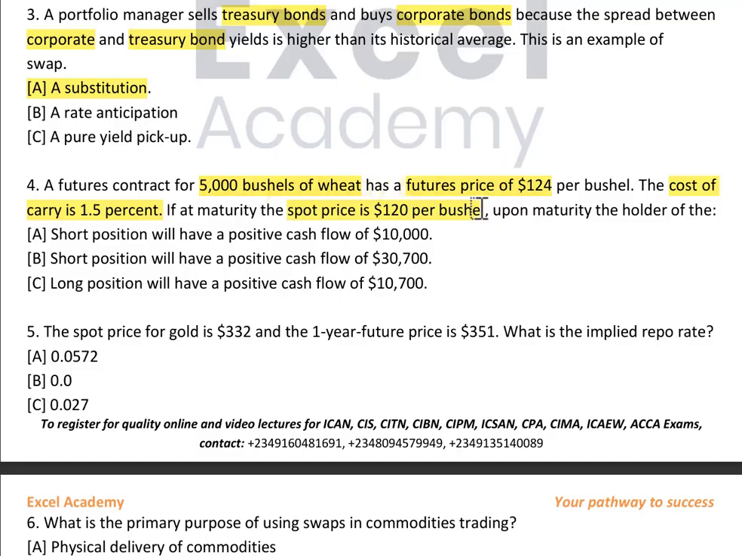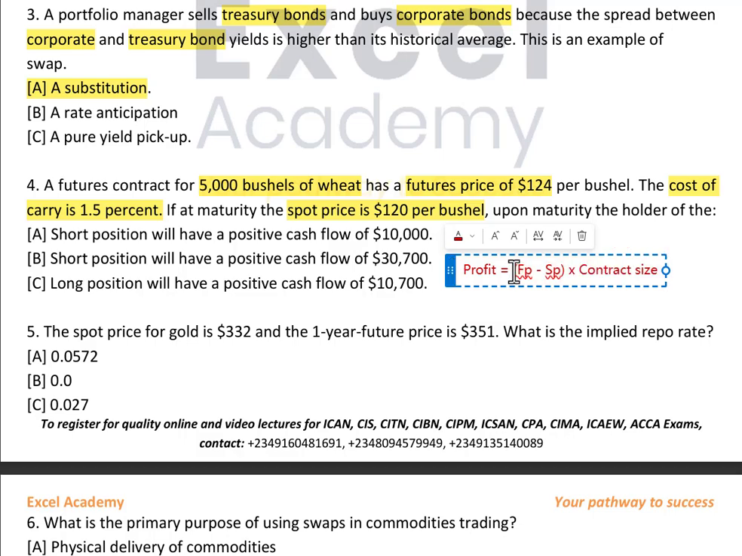Here you can see they give us the future price and the spot price. So let's ascertain the profit. Profit equals future price minus spot price. We also multiply by contract size. So profit equals future price, this is 124, minus spot price of 120, times contract size, so this is 5,000 bushels. 4 times 5,000 bushels, that's $20,000 as profit.